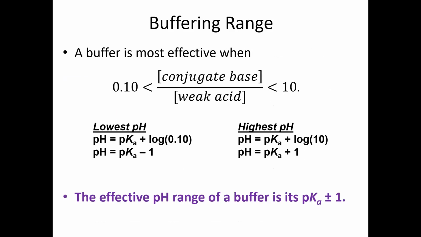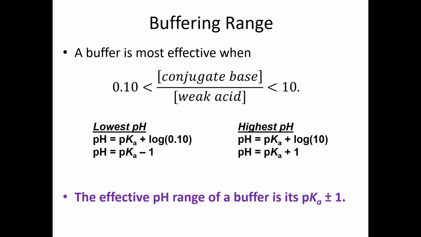So what is the buffering range? Well, a buffer is most effective when that concentration, because remember, that was the number one point in an effective buffer, when that relative concentration is close to 1, but really it's effective if it's greater than 0.1 and less than 10. So that's the effective buffering range for that point number 1 of the relative concentrations of our conjugate pair.